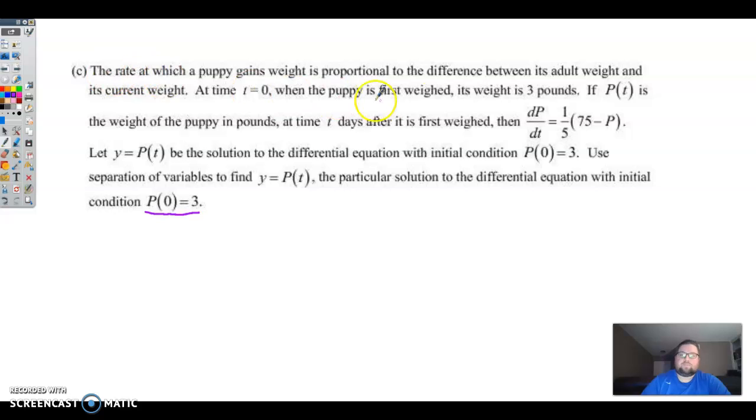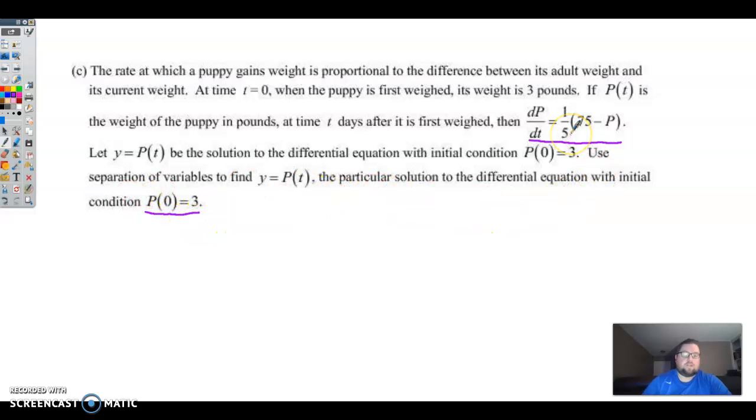So that whole thing at the beginning, they have told you what the equation is right here. So you don't actually have to write your own equation. Makes this problem quite a bit easier. All right, so let y equal p of t be the solution to the differential equation with that initial condition. Use separation of variables to find y equals p of t, the particular solution with the initial condition.